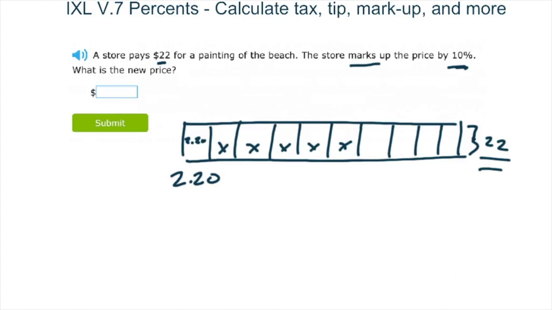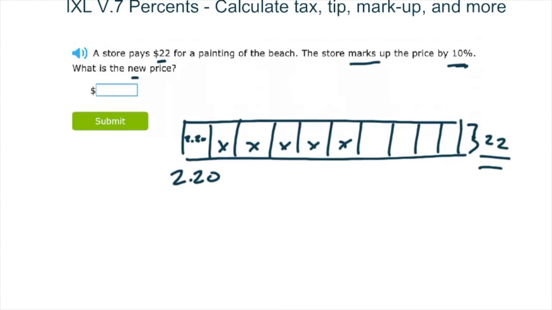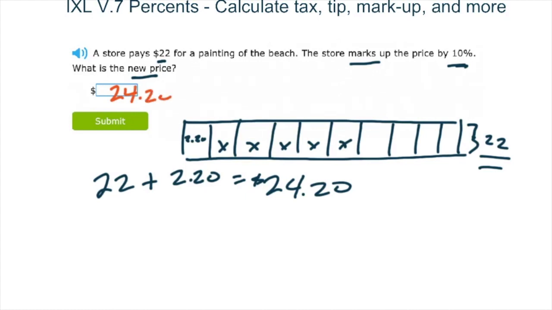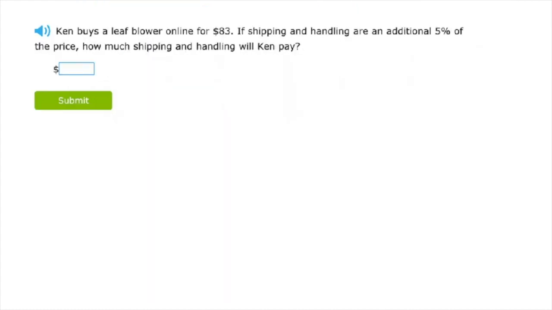Now, sometimes these questions will ask, what is the markup, what's the discount, and so on. This one is asking for the new price. So we would take our total, $22, and mark it up by $2.20, which gets us to a total of $24.20. So on IXL, we would just mark in our score right here of $24.20.